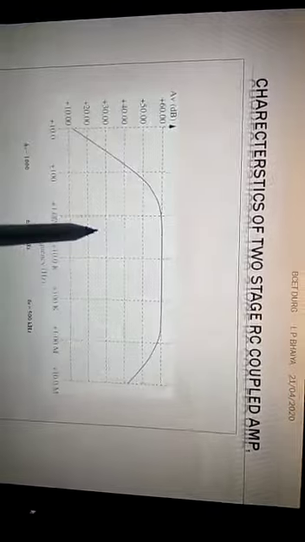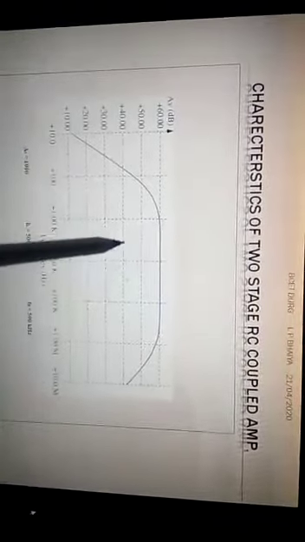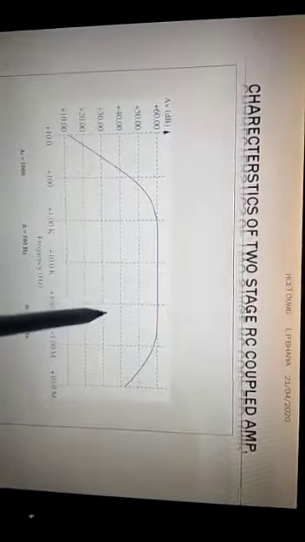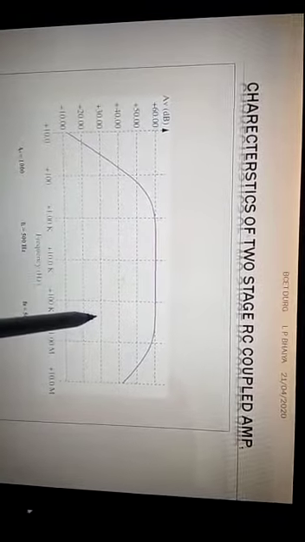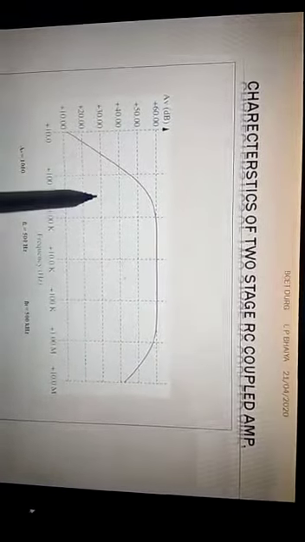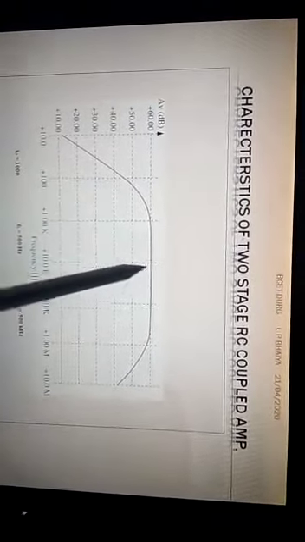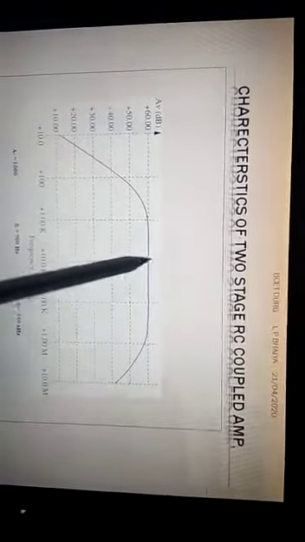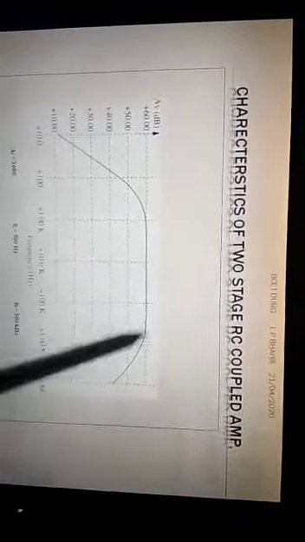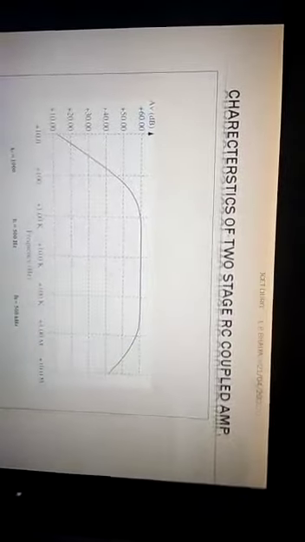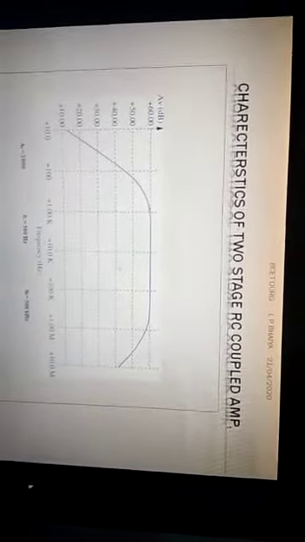But in the case of transformer coupling, we will get the resonant frequency, because a resonant circuit, inductor and capacitor, is used in the transformer coupled amplifier. Therefore, we will get something like this resonant frequency response. So this type of characteristic is not possible in the case of the transformer coupled amplifier.